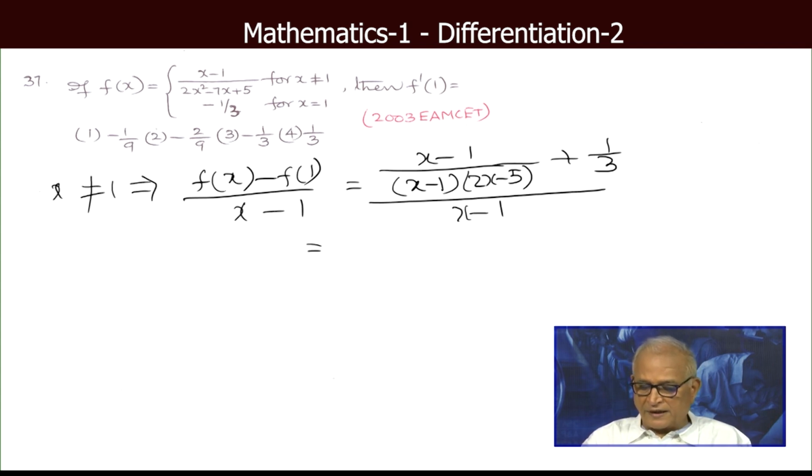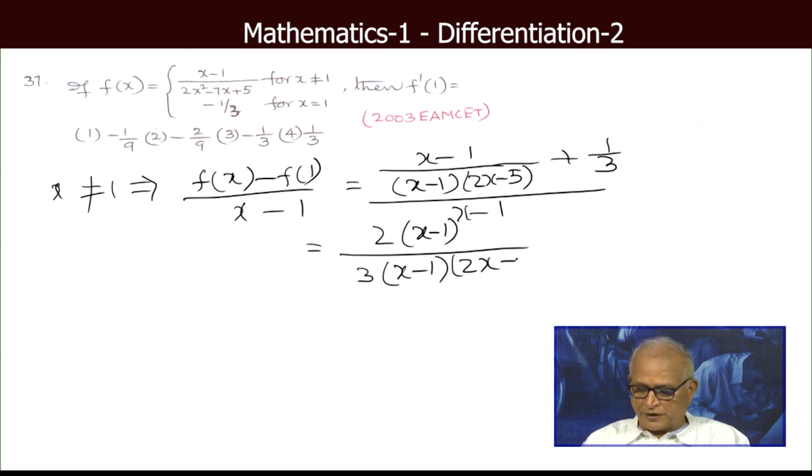Well, you can cancel x minus 1. So, 2x minus 5 plus 3, 2x minus 2, 2 into x minus 1 by 3 times x minus 1 into 2x minus 5. Simplification, no calculus here. X minus 1 cancel chesanu, ikkada 1 undi, LCM teesanu ikkada.